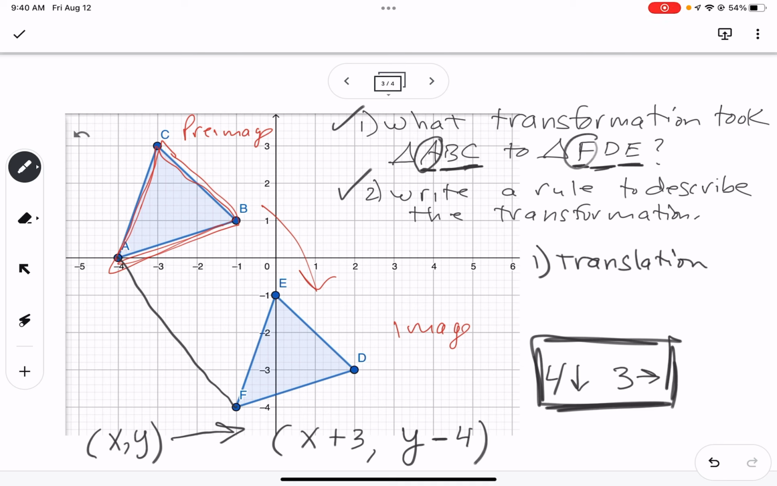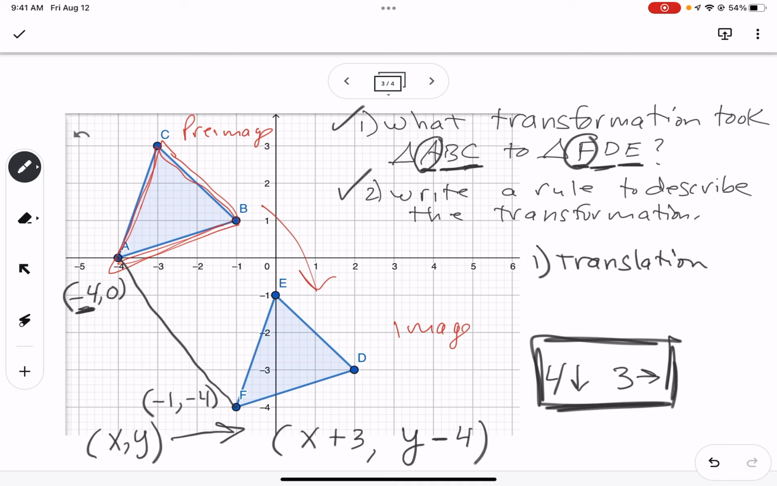I'll look at A to F, and then you can check B to D and C to E. All right, so A is the point (-4, 0), and F is the point (-1, -4). Okay, let's see if I follow my rule, do I actually get the image of triangle ABC?